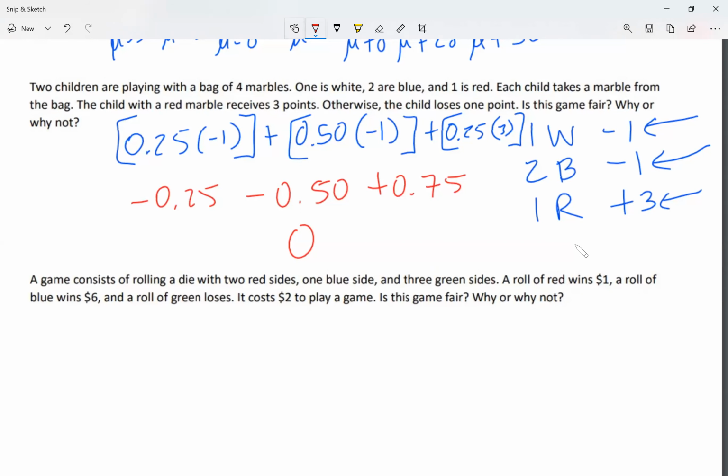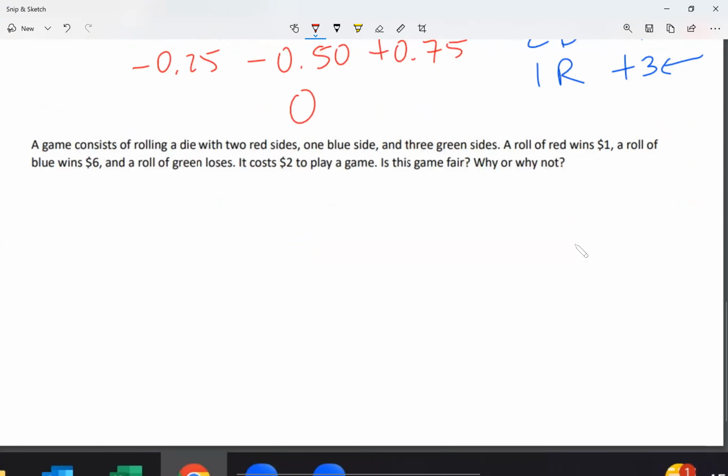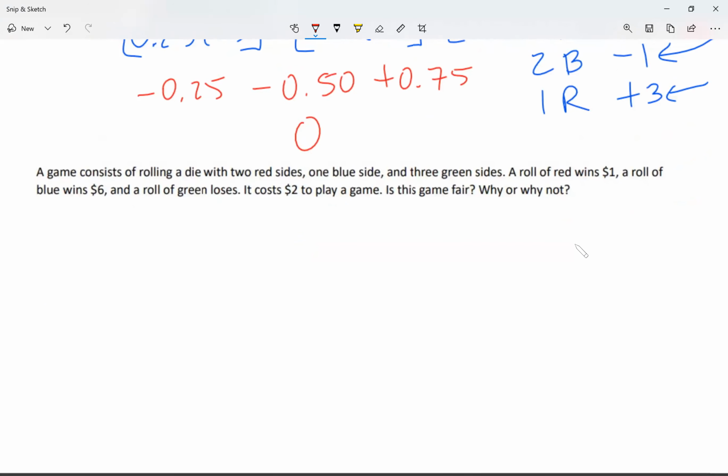Let's take a look at this other one. A game consists of rolling a die with 2 red sides. Okay, so let me write this information down. I'm going to write it here on this other side. 2 red, 1 blue, and 3 green. Okay.